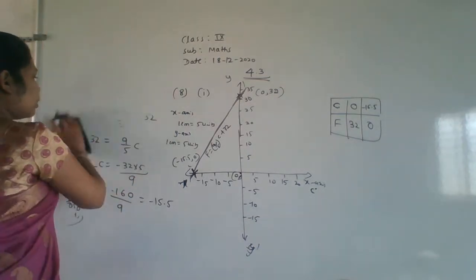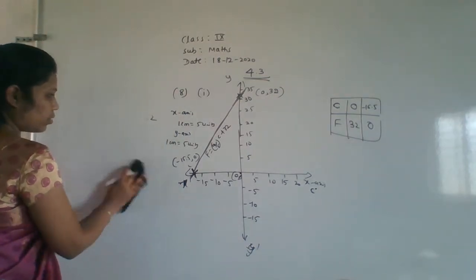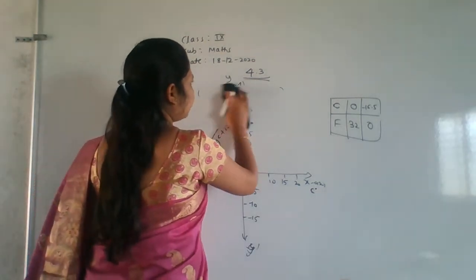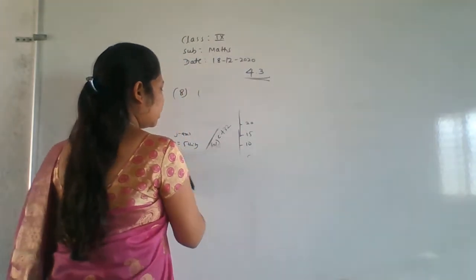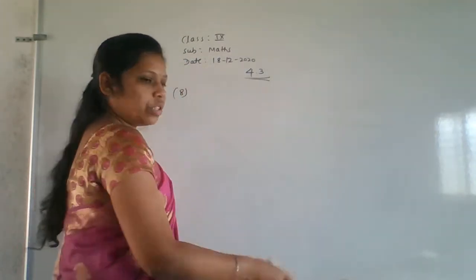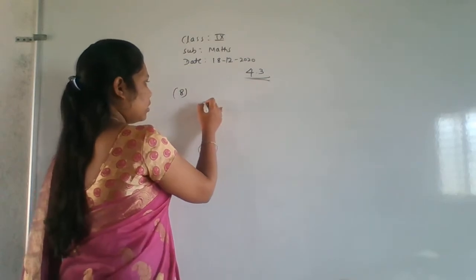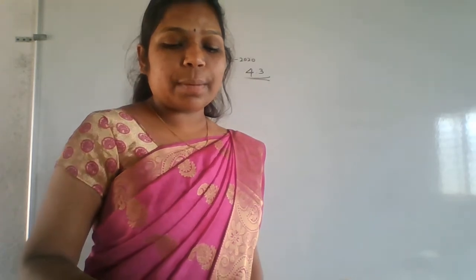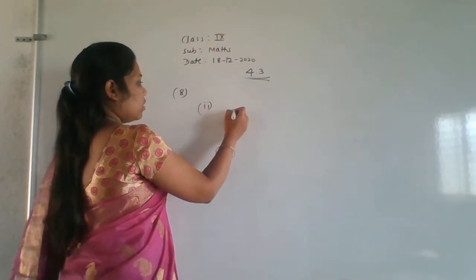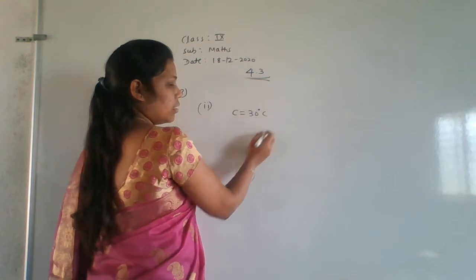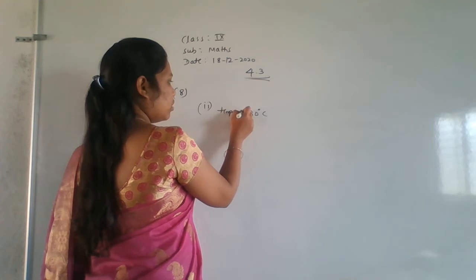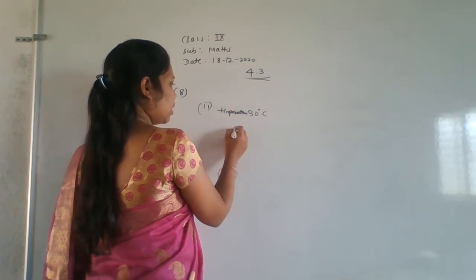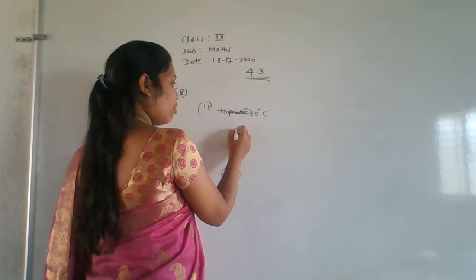Now go for the second one. Read the second question. If the temperature is 30 degrees Celsius, what is the temperature in Fahrenheit? Celsius is given as 30 degrees Celsius. You have to find this value in Fahrenheit.